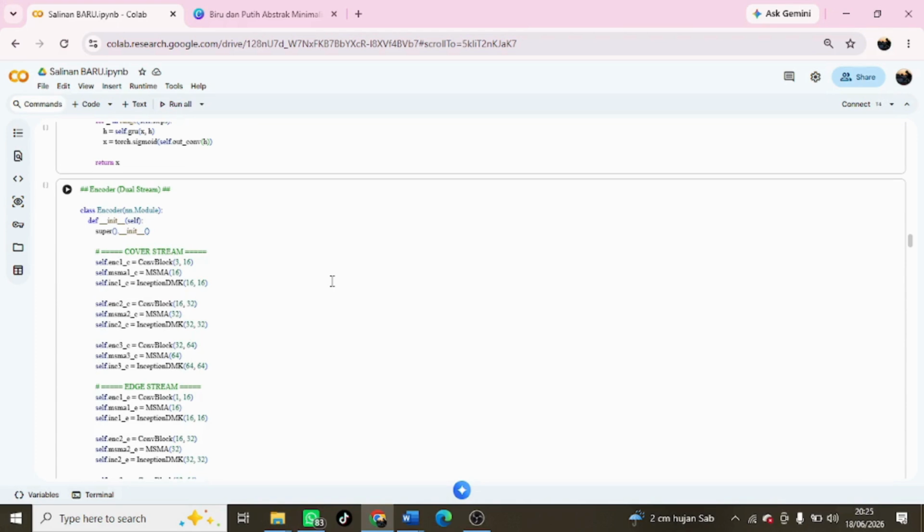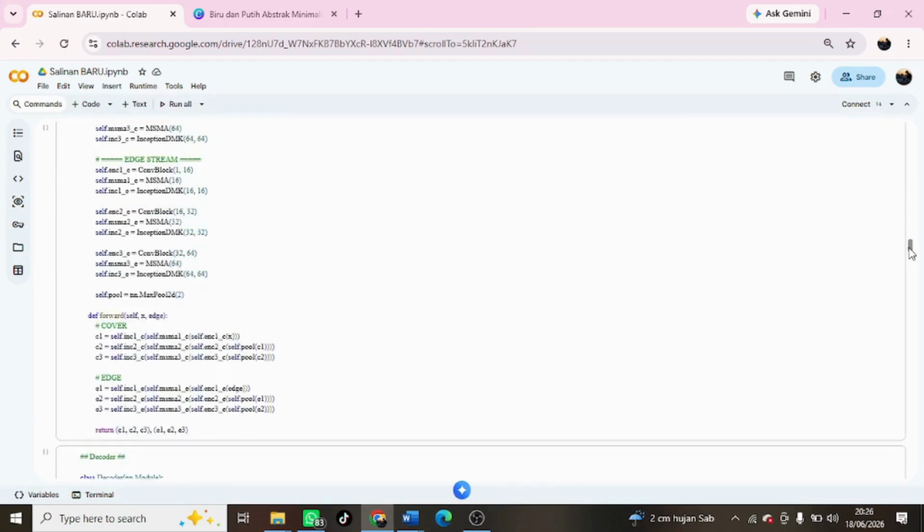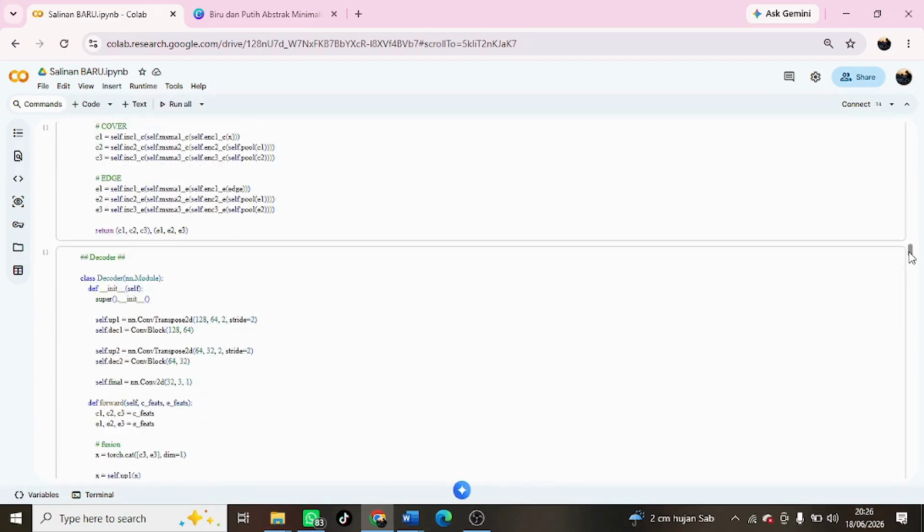After all supporting components such as conv-block, MSMA, inception DMK, and GRU refinement have been successfully developed, the next step is to integrate these components into the main architecture, the UNet dual stream. This section consists of two main components, the dual stream encoder, which extracts features from the cover image and edge image, and the decoder, which combines these features to generate the stego image.